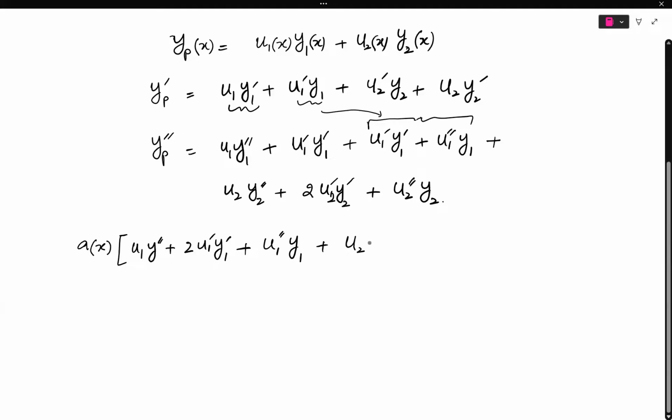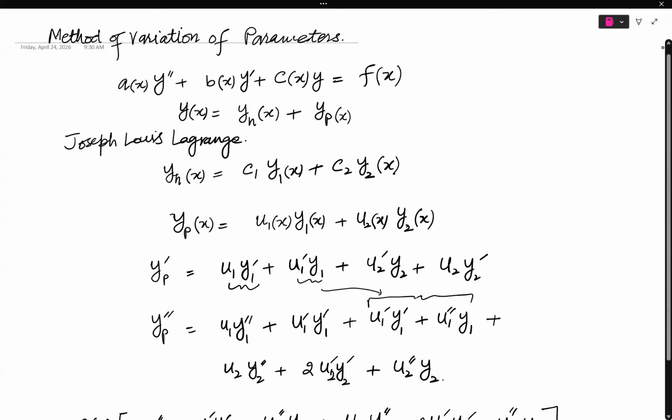plus u2 y2 double prime plus 2 u2 prime y2 prime plus u2 double prime y2. So this is a of x times y double prime plus b of x times y prime. I'm just trying to satisfy this equation with the particular part.